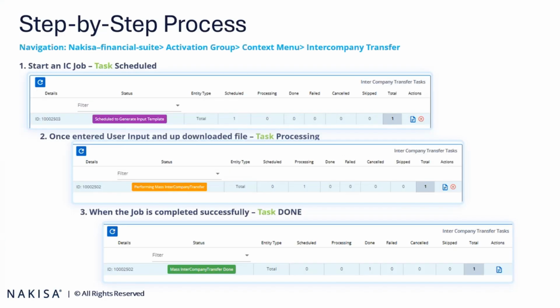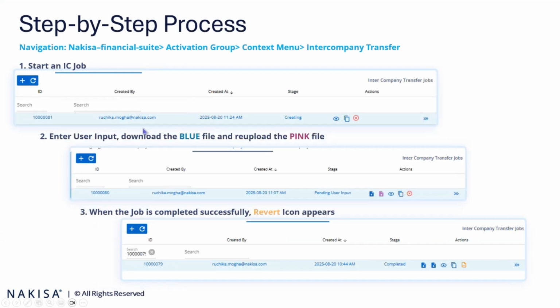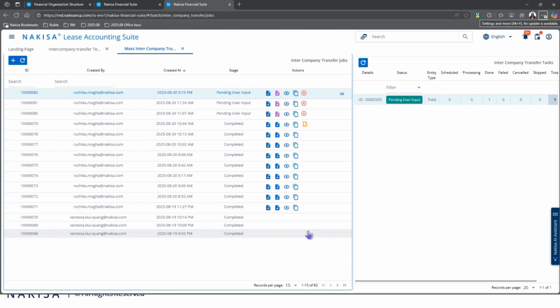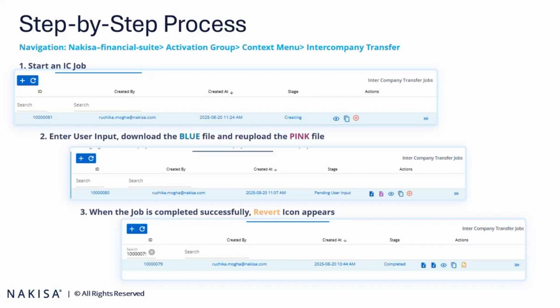As I mentioned, the blue file, the pink file is when you have to download it and upload it. And once the job is completed, as you can see here, we have a new icon here, which is reward. I'll cover that in a second. Any question on the template that I have shown as of now?